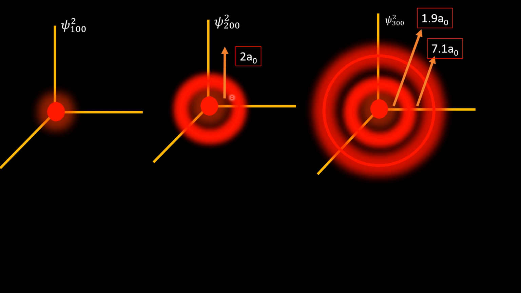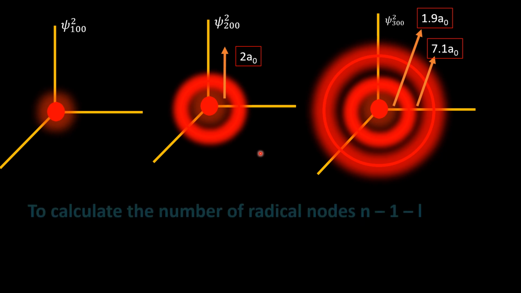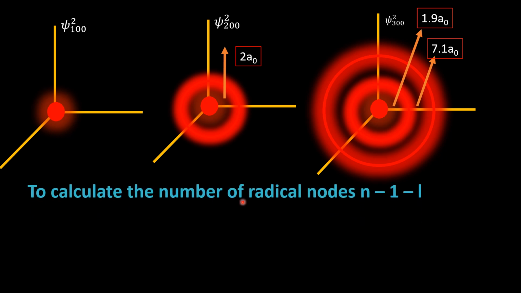So this is the way of representing the psi. These are the psi amplitude wave function plots and the probability density plots for the 1s, 2s and 3s orbitals. To calculate the number of radial nodes, there is a formula: radial nodes are always equal to n minus 1 minus L. n is the principal quantum number and L is the orbital or angular momentum quantum number. So here we can calculate the number of radial nodes for different orbitals.